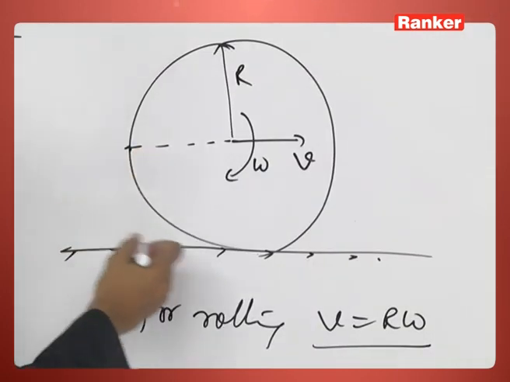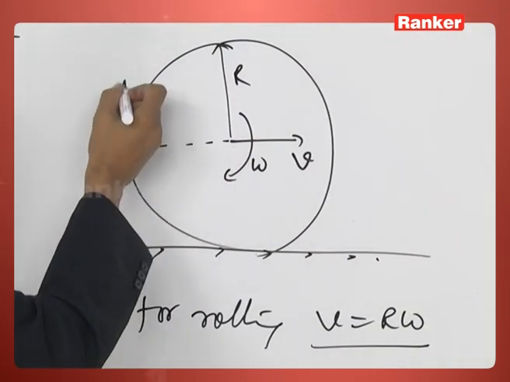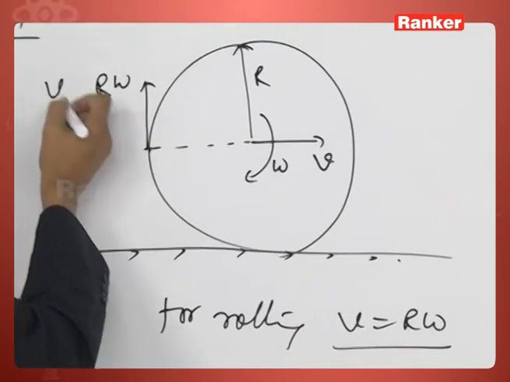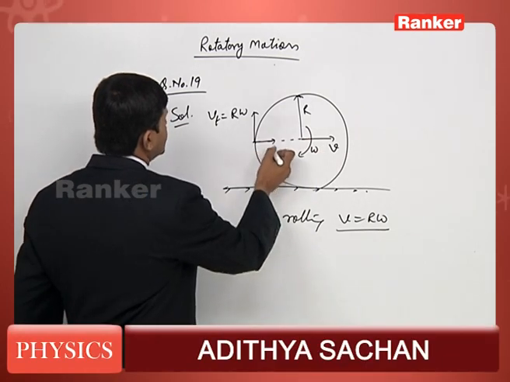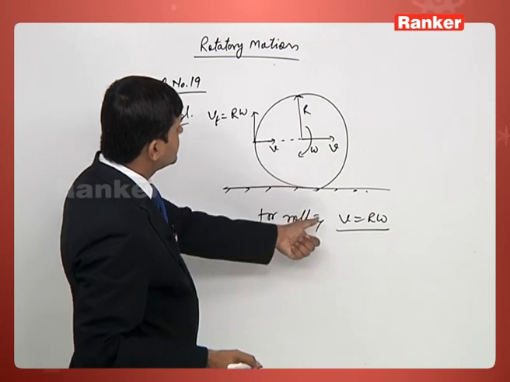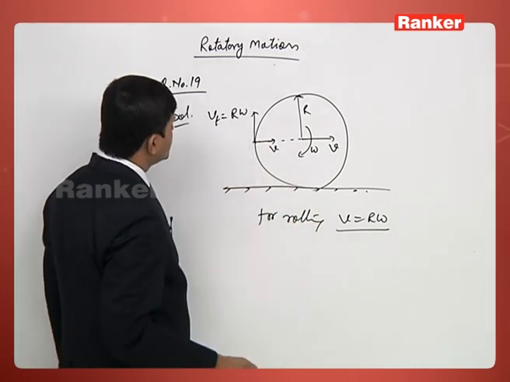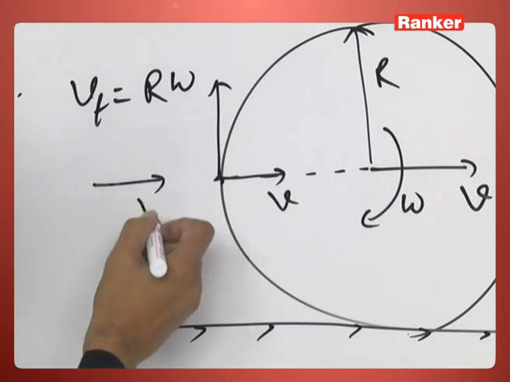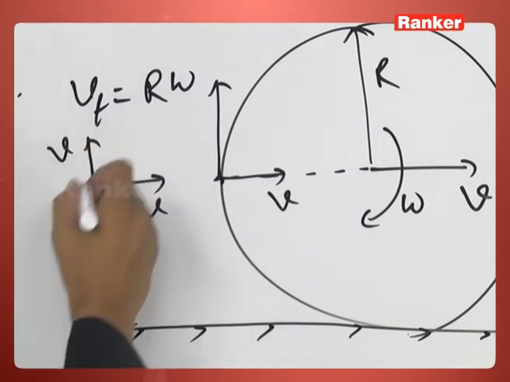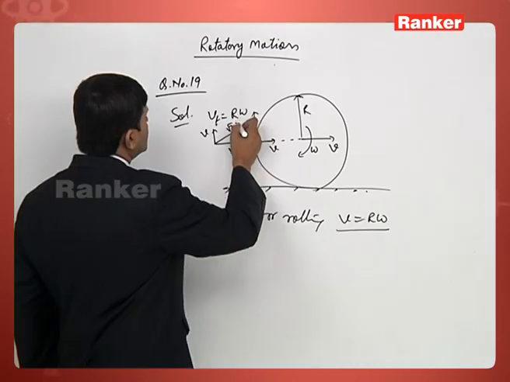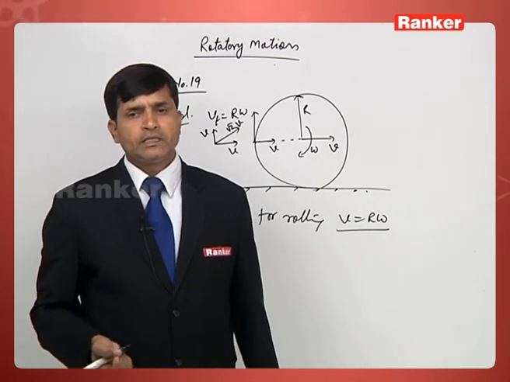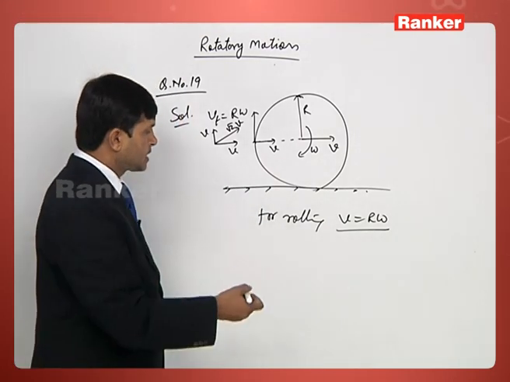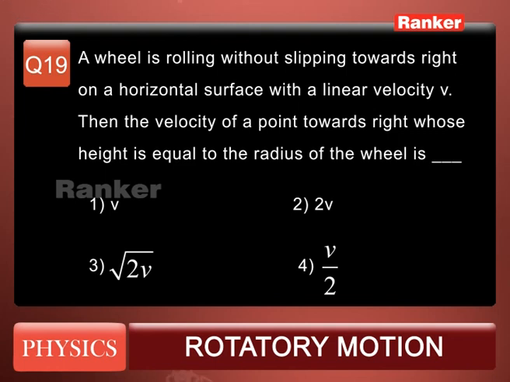Because of omega, this point has tangential velocity r omega. Another, due to translation, it has velocity v. Since v and r omega are equal in magnitude, this point has two velocities, one v and another v. The resultant velocity of this point is root 2 v. So the correct option is option number 3.